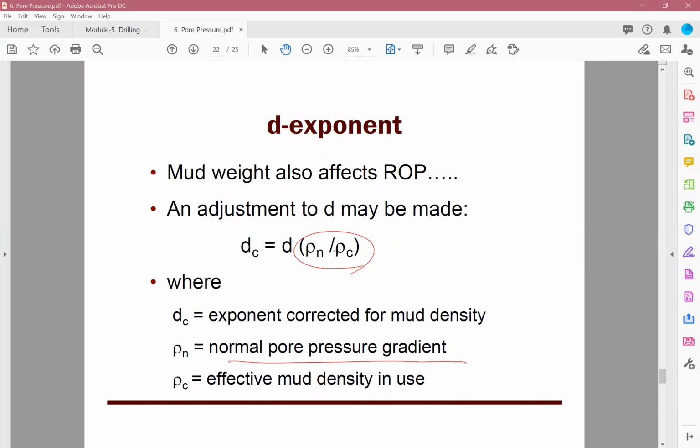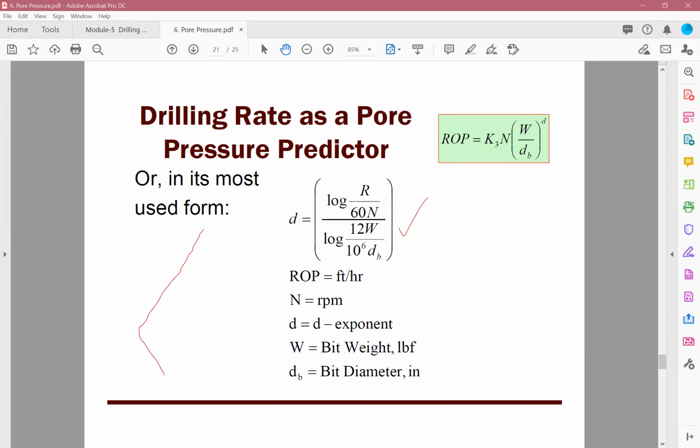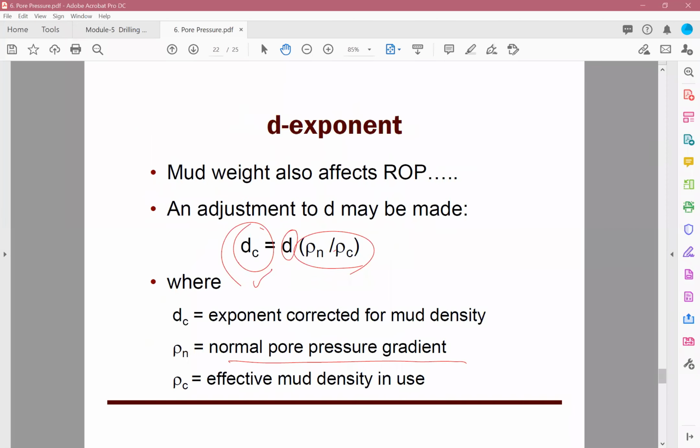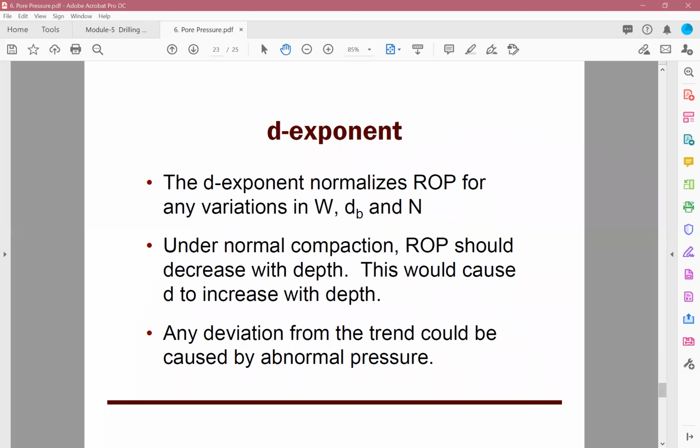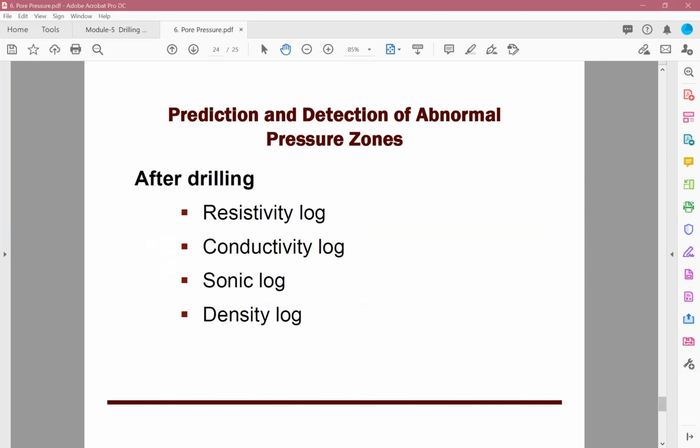Now, this can be modified to what we call the DC exponent. This is D, this is DC. This is more reliable compared to the D exponent. Anyway, we don't use this method in your project. This is just another method to do that. What we use is the well logs.